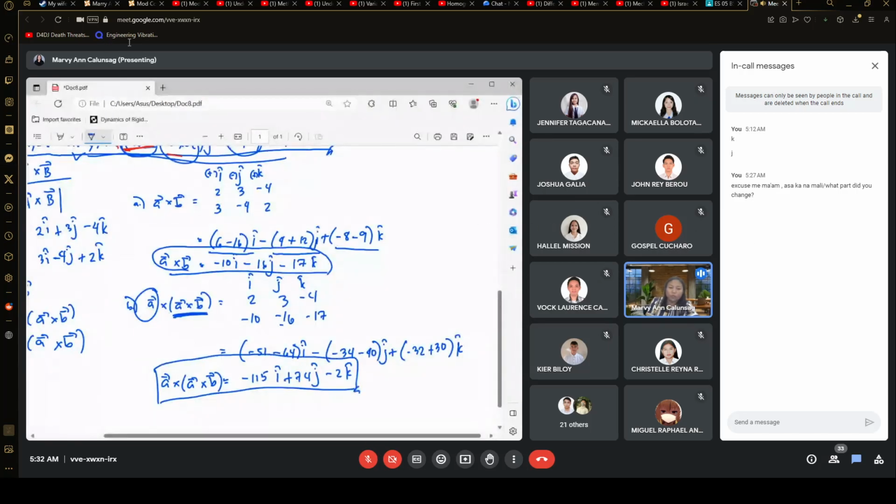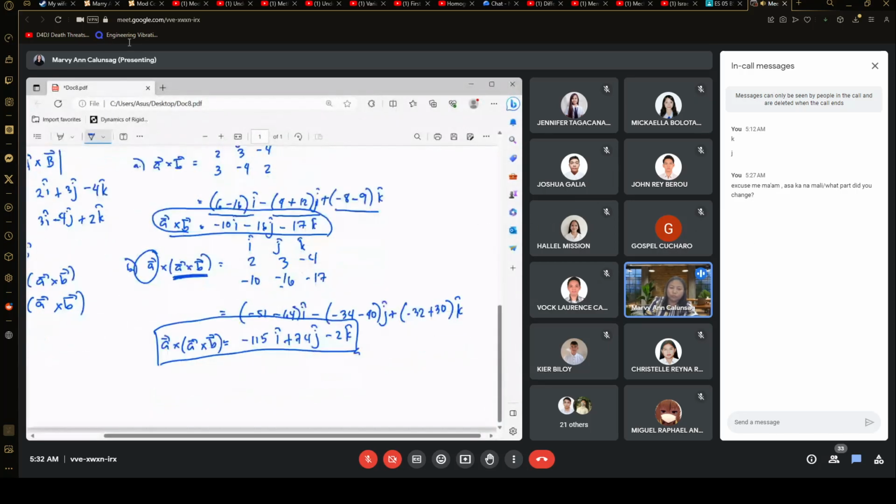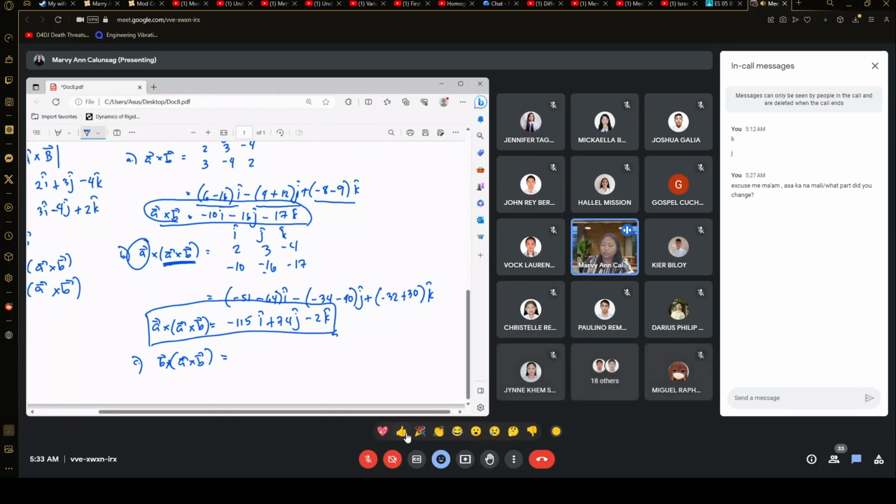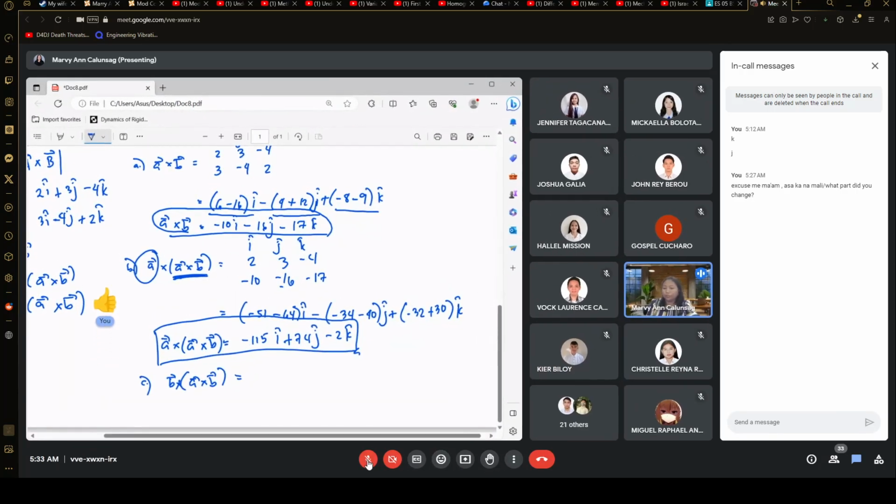Okay. Then the last one is for you to answer. Please answer in your notes: B cross A cross B. Yes, Mr. Apale, you have a question? Okay. Kindly answer this in your notes and you can type your answers in the chat box if you already have. I'll show you the solution, or we'll solve it all together after.